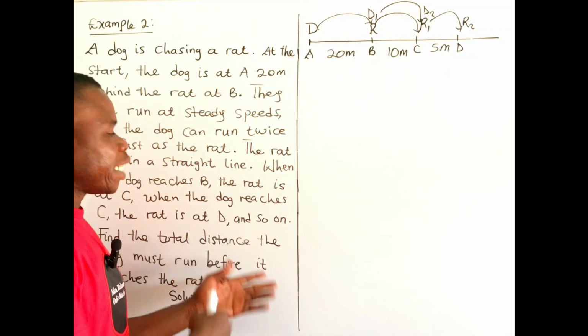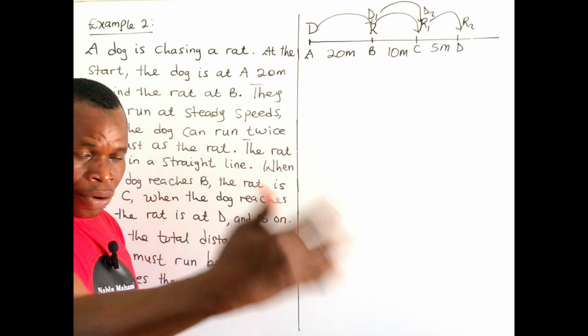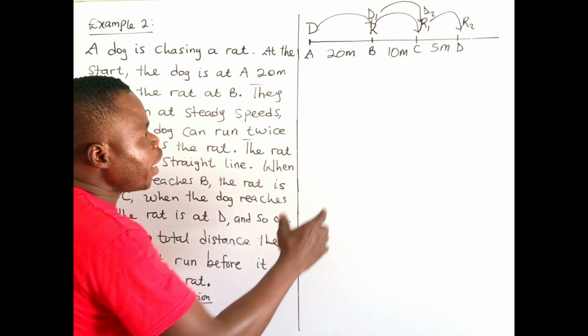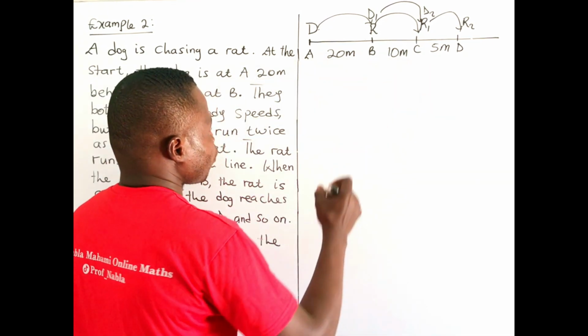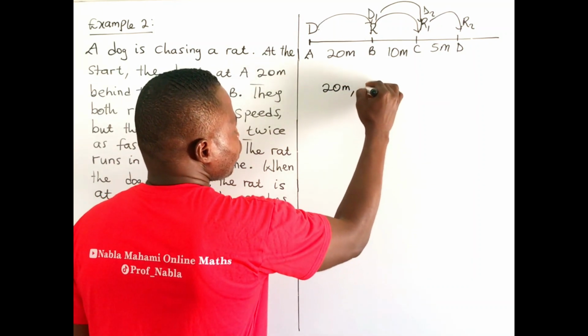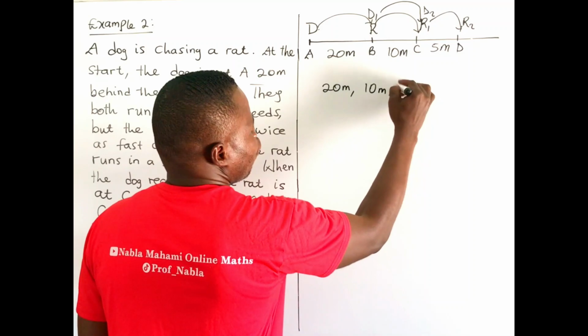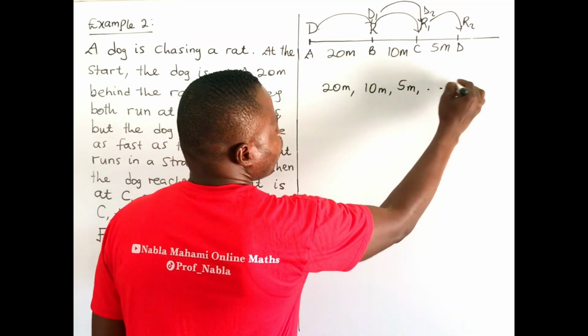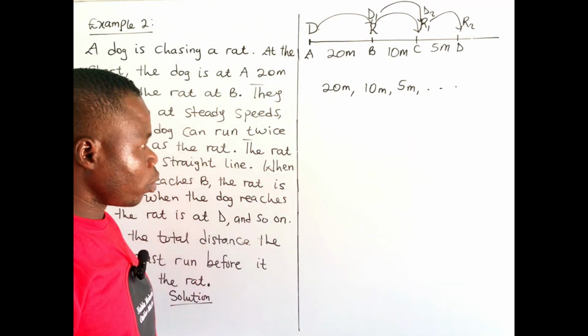And if you read the question, they are saying, and so on. It means that the running continues. So after this, you now pick these values. That is 20 meters, 10 meters, 5 meters, and so on means the running continues.